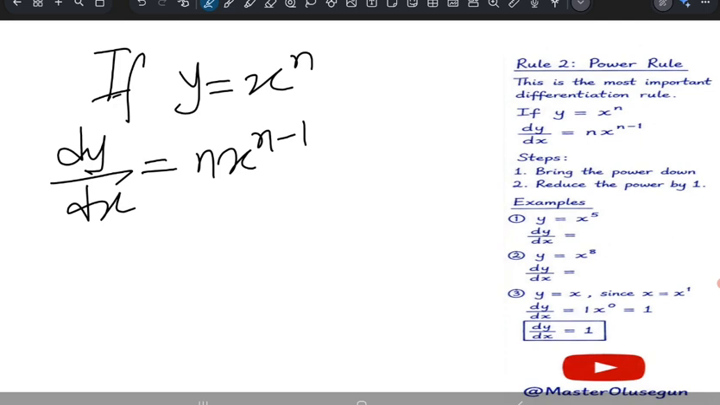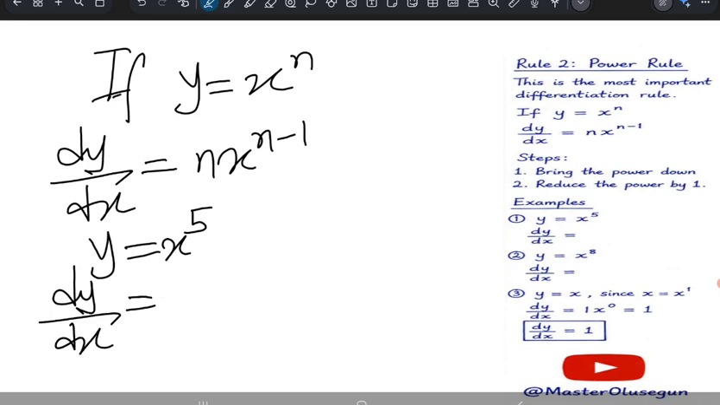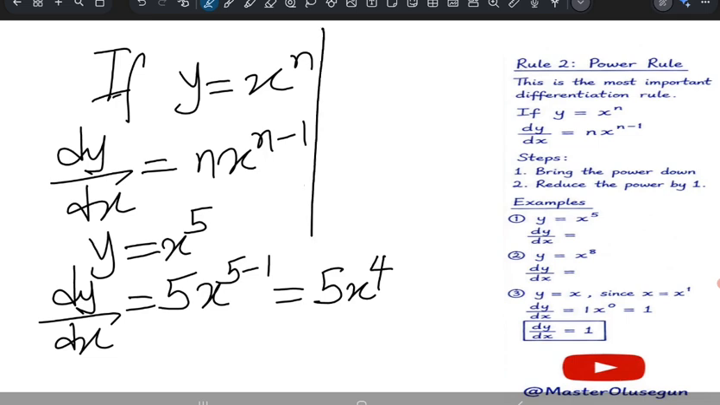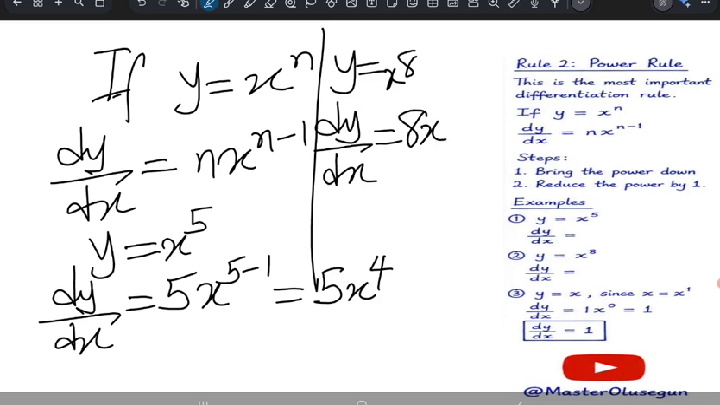So let's solve an example: y is equal to x raised to power 5. We differentiate y with respect to x. The formula lets us know that you bring down the 5 and reduce the power by 1, which gives us 5x raised to power 4. Another example, y is equal to x raised to power 8. You bring down the 8 to multiply x, and reduce the power by 1, which gives us 8x raised to power 7.